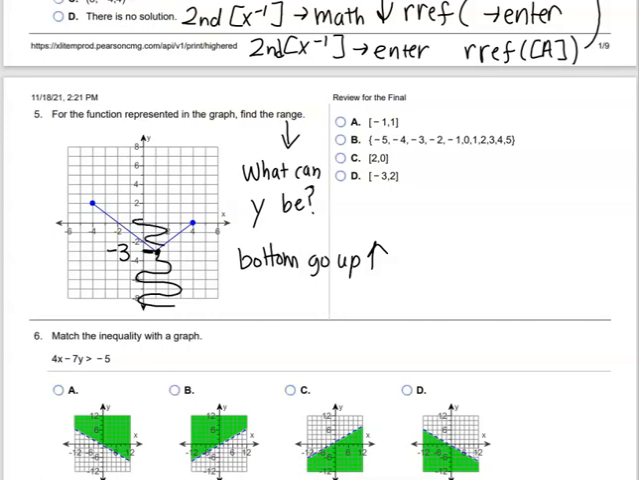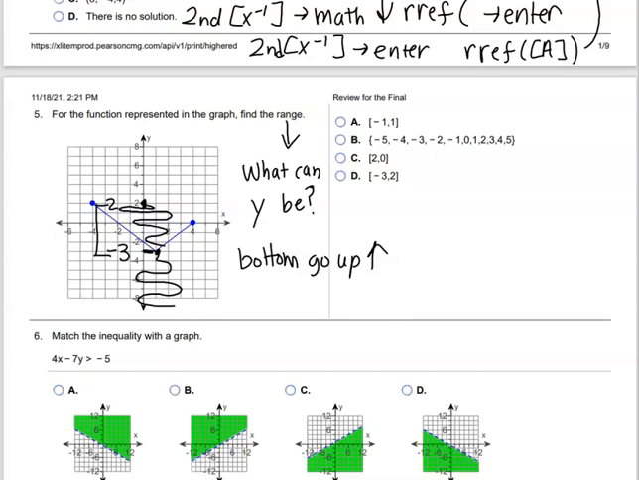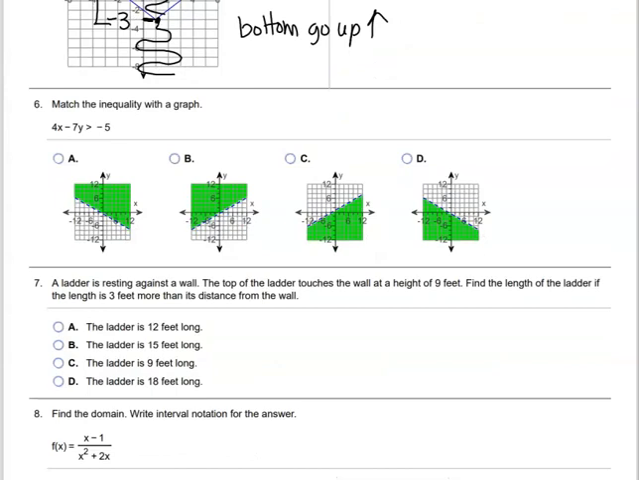If I keep going up, I still have stuff on my graph until I get to about right here, and y is 2 right there. And so I have points from -3 to 2. And it could be equal to those things. That's why we have brackets instead of parentheses. And so that's going to be our answer, -3 to 2. That's what our range is.